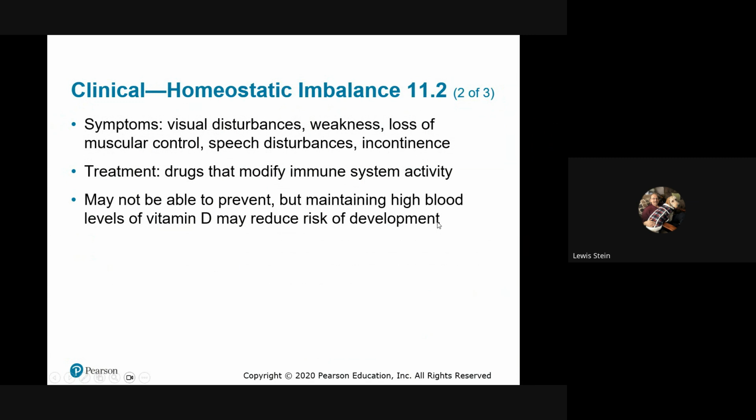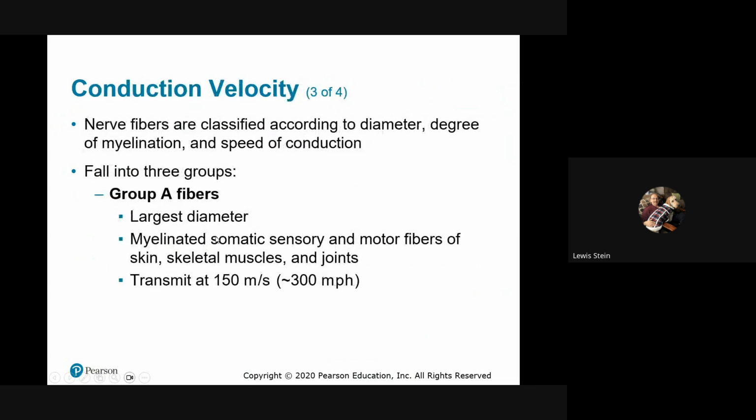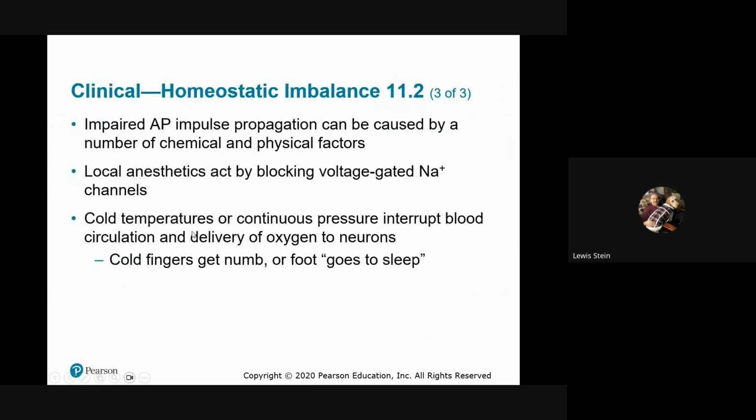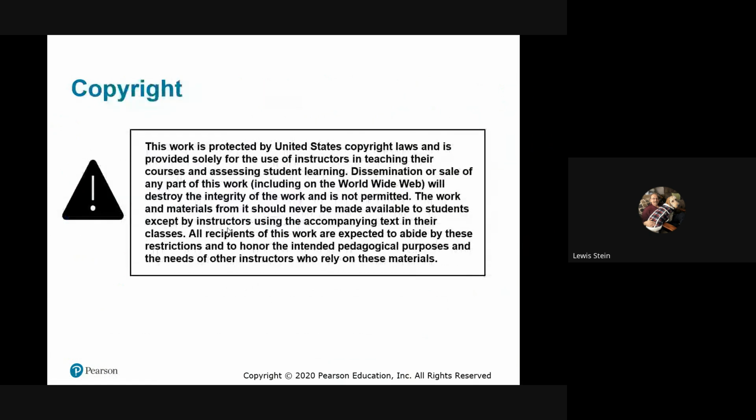Sclerosis means the hard areas. These are the kinds of disturbances. Make sure you supplement vitamin D. A lot of good things come from it. We don't do the fibers, you'll be happy to know. And if you're curious, local anesthetics work by blocking those voltage-gated sodium channels. Very, very interesting. Cold can do it too. That's when you feel like your hand or your foot is falling asleep. You're cutting off blood supply, etc.